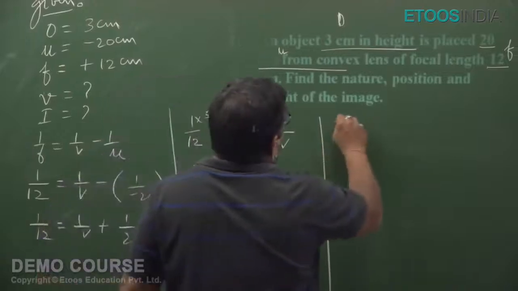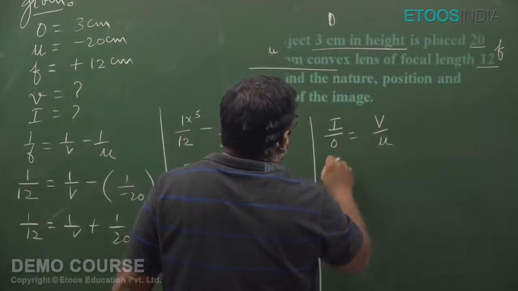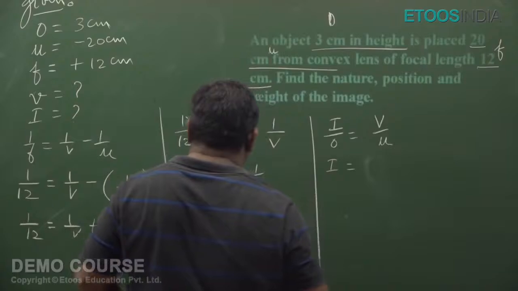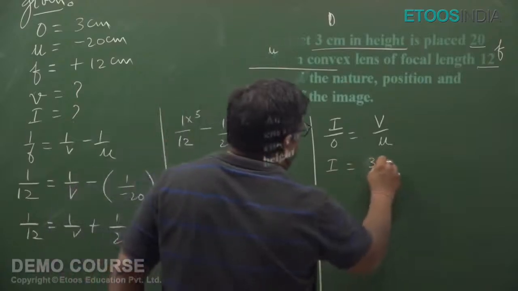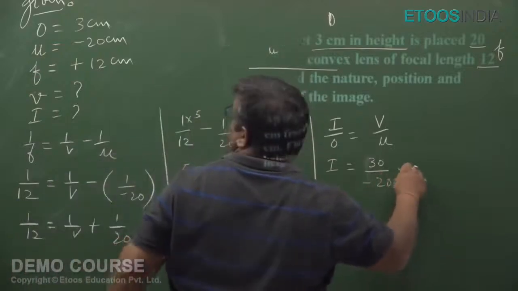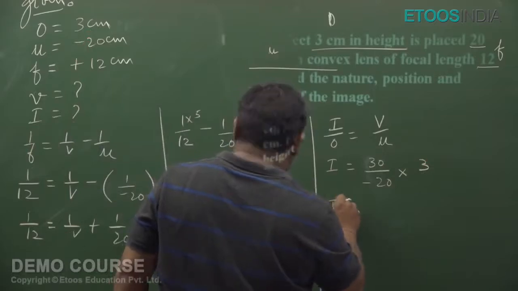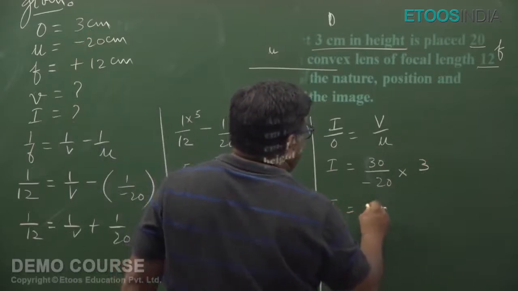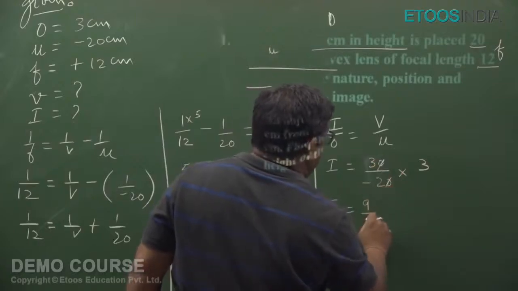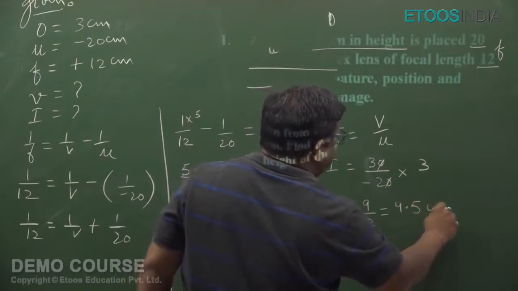Let's find out the height of the image here. What is the height of the image? I upon O is equal to V by U. So I is equal to V upon, sorry, I'll write directly the values. What is the value of V here? 30 upon minus 20 multiplied by 3. So what is the answer here? I is equal to 9 upon 2, and that is 4.5 centimeter.